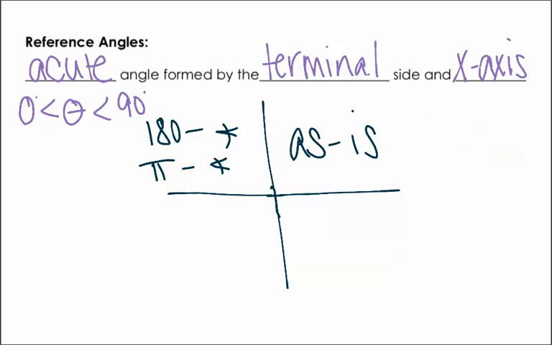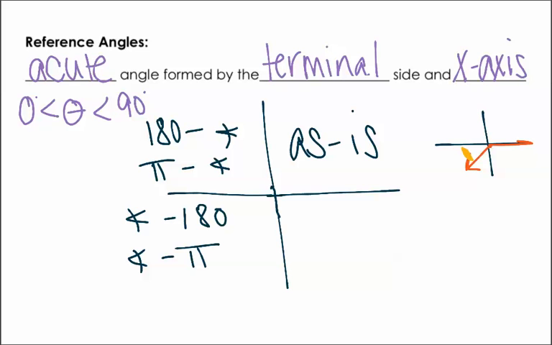And then if we have an angle that's in quadrant 3, so we've got our initial side, our terminal side. Again, how far away are we from our x-axis? So that's going to be this space here. So really it's how far past my x-axis did I go? And the way that we're going to find that is by doing our angle minus 180, or our angle minus pi.